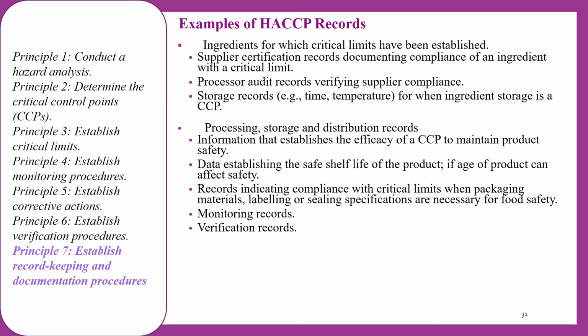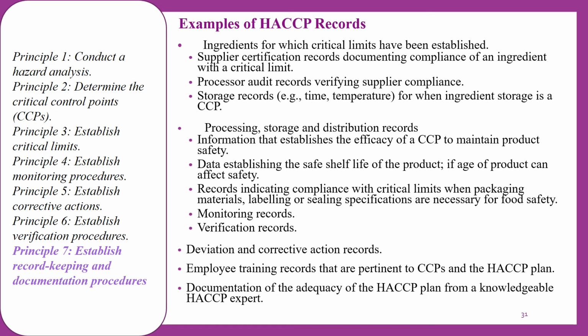Information that establishes the efficacy of a CCP to maintain product safety. Data establishing the safe shelf life of the product if age of product can affect safety. Records indicating compliance with critical limits when packaging materials, labeling, or sealing specifications are necessary for food safety. Monitoring records and verification records. Deviation and corrective action records. Employee training records that are pertinent to CCPs and the HACCP plan. Documentation of the adequacy of the HACCP plan from a knowledgeable HACCP expert.